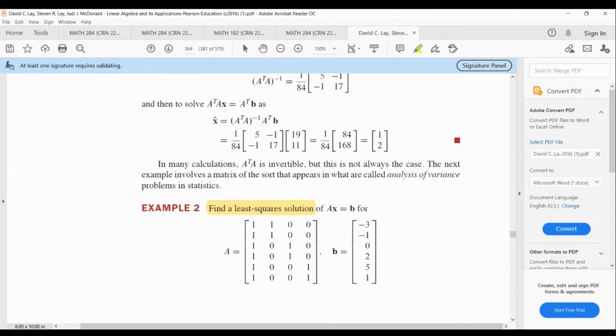You're actually going to prove that. The only way A transpose A has an inverse is if the column vectors of the matrix A are linearly independent. You'll prove that in one of your multiple choice exercises for section 6.5.